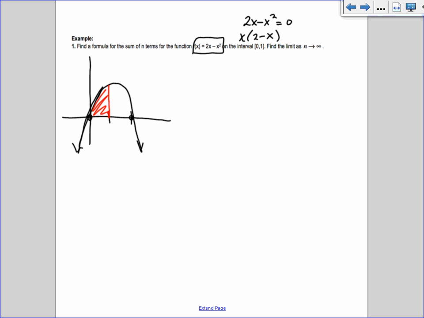Okay, so I just told you the easiest thing to use are right-hand endpoints. So that's where I usually draw a little number line to help me. So 0 to 1. That's nice because now when I talk about my delta x, it's 1 minus 0 over n. It's just 1 over n.